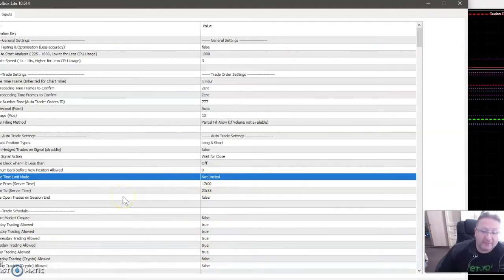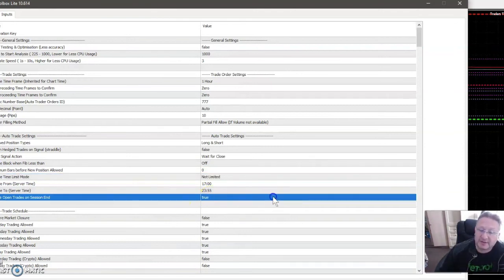Then you have the last one on this list, which is close open trades on session end. So what this will do is when it's reached the final time that you allow a trade, it will close the positions if this is true, and also if the market's going to close, 2 minutes before, it will try and close all the positions, so you're not left with open positions before weekend or before market closure. That's what that one is for.